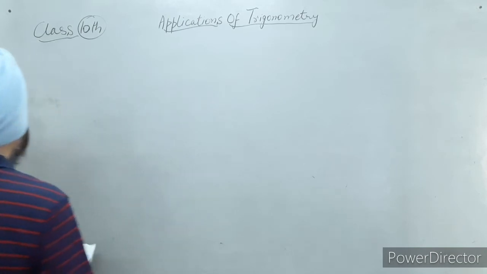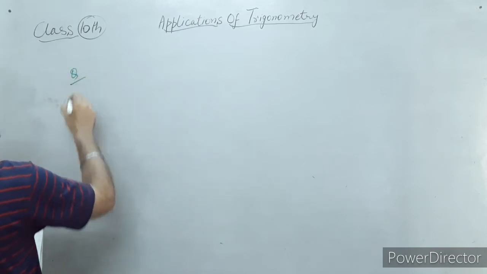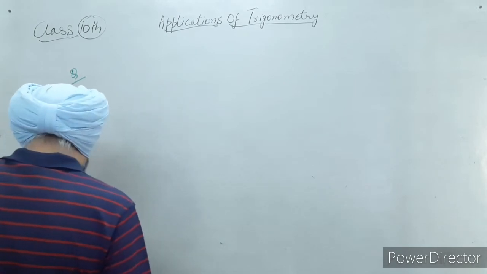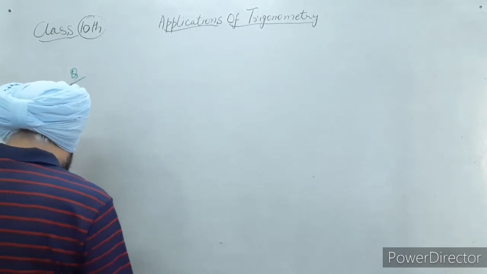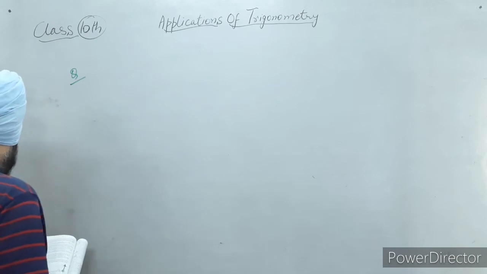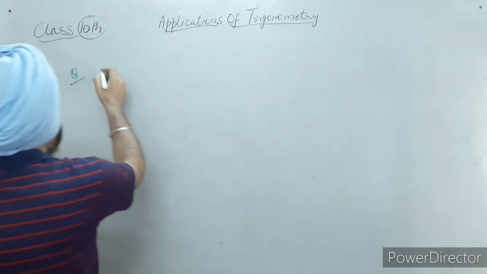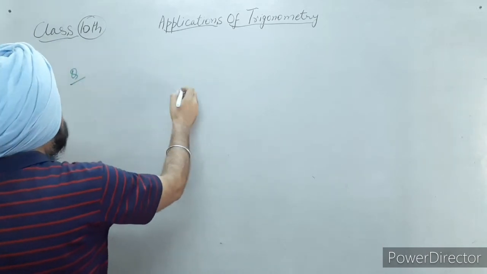Right. The question is: from a point on the ground, the angle of elevation of the bottom and the top of a transmission tower fixed at the top of a 20-meter high building. Now let me draw the figure as it is.